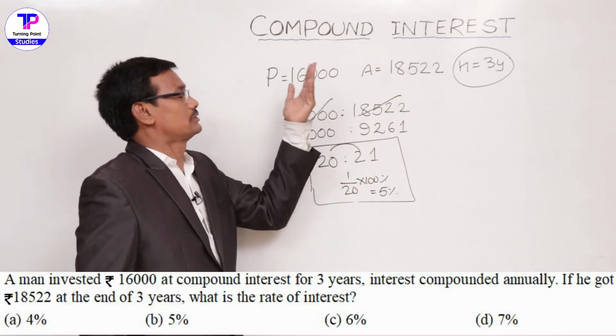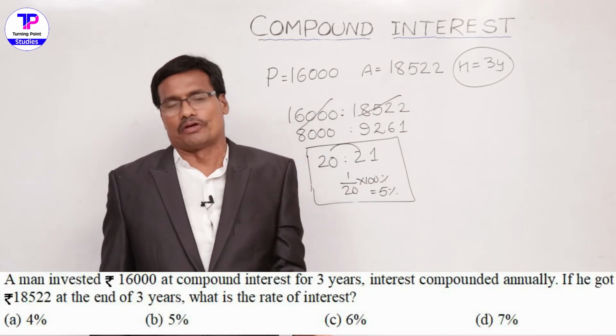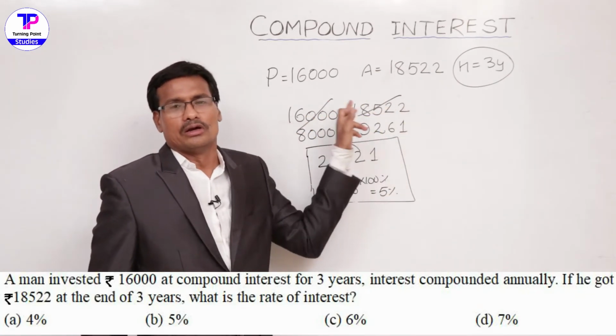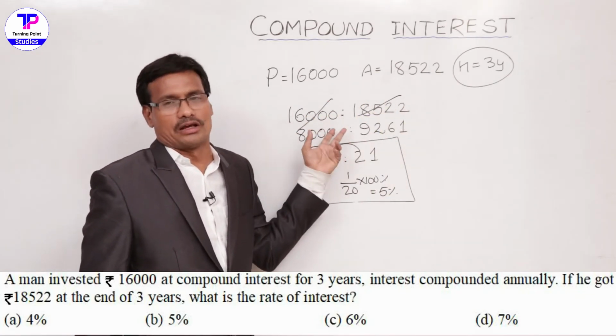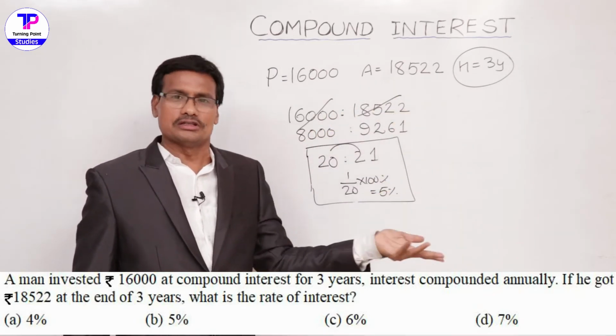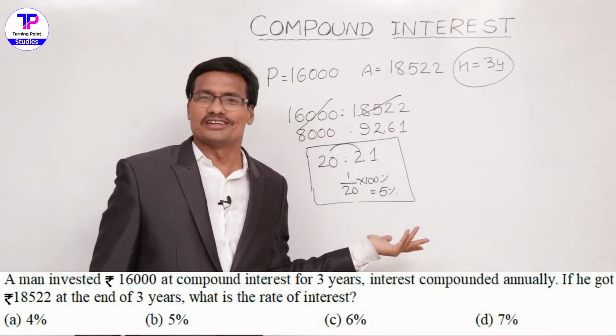Take cancellation. 8,000 means so we can say, oh, 8,961. This is cube form. So cube form means 20, 21. So 20 means how many times to get 100? 5 times. 21 5 times is 105. So difference is 5%. Like that we can say. See how easy it is.